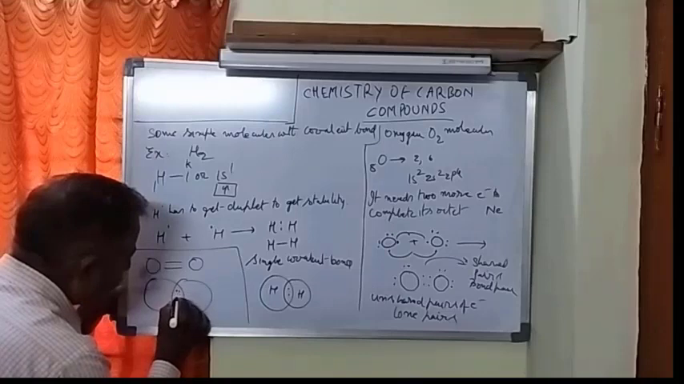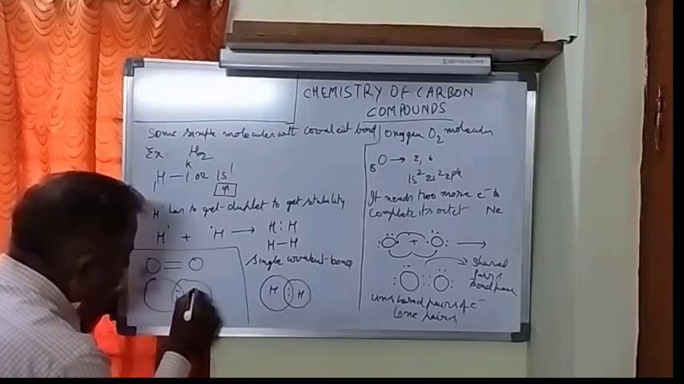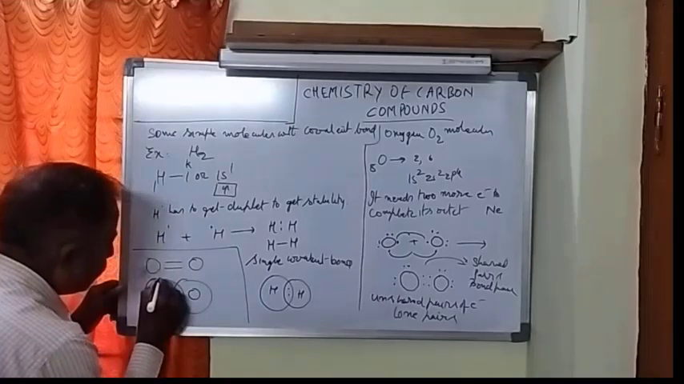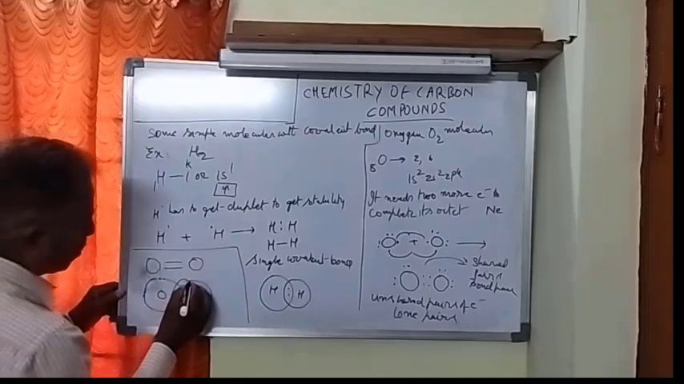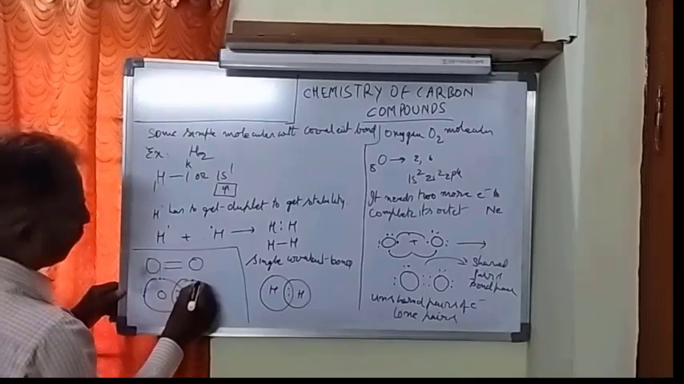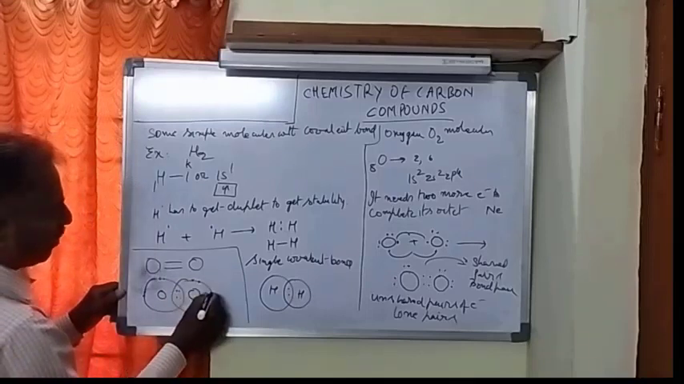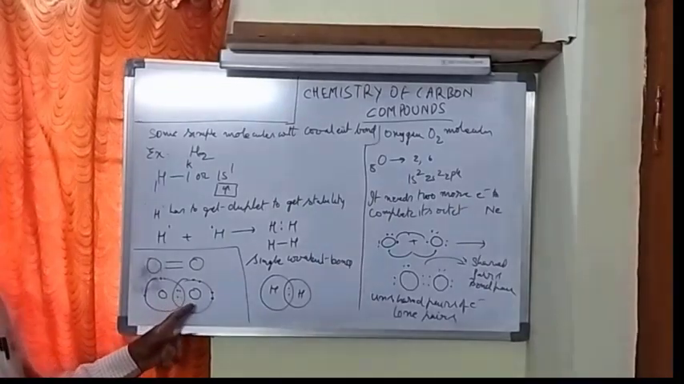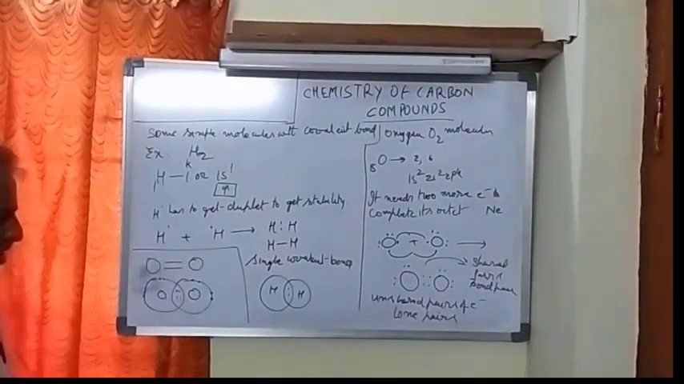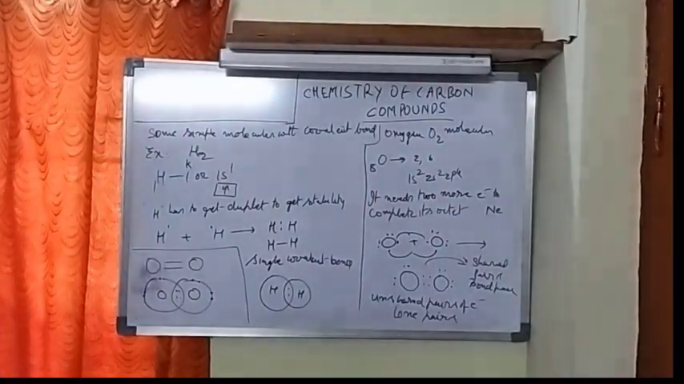1 electron pair, 2 electron pairs. This is an oxygen atom, this is an oxygen atom. So this is an unshared pair of electrons, this is an unshared pair of electrons. Similarly, for this oxygen atom also, this is an unshared pair of electrons and this is an unshared pair of electrons. So oxygen has a double bond. What is meant by double bond? If two pairs of electrons are shared, it is called a double bond.